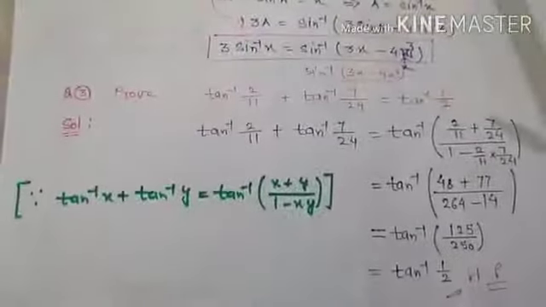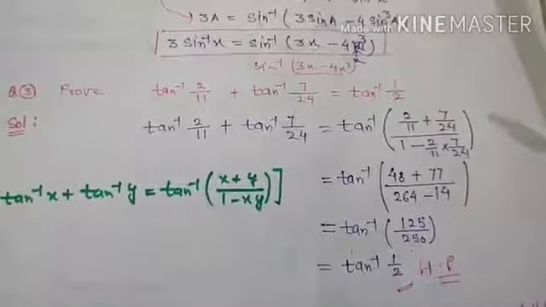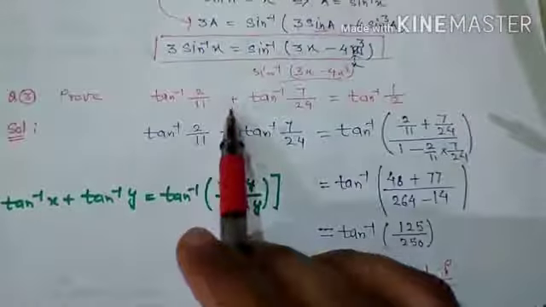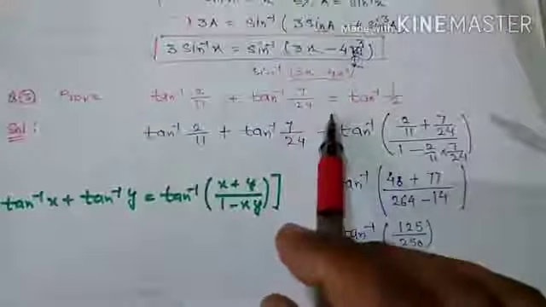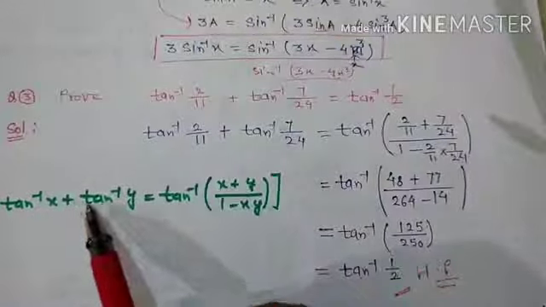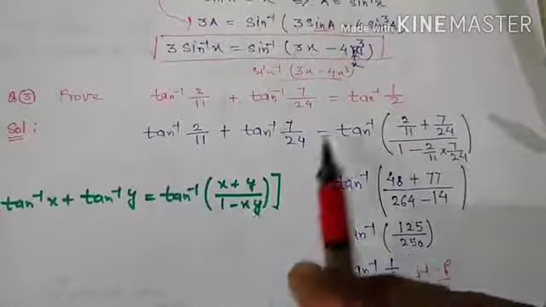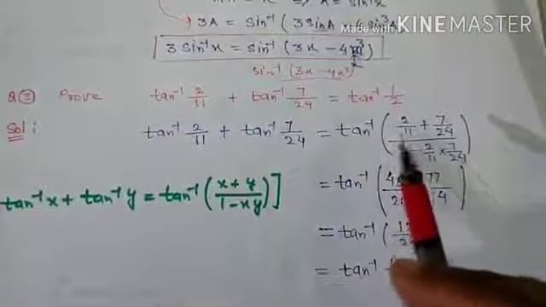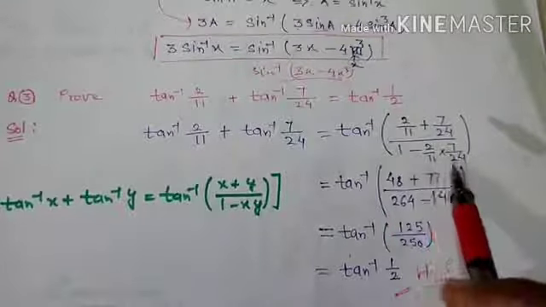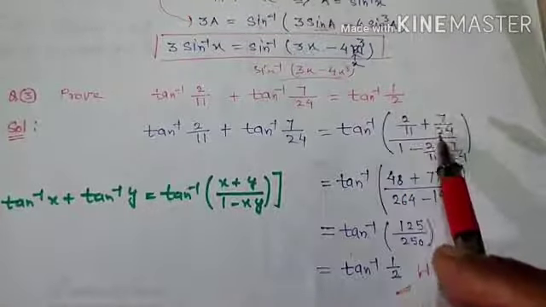Now in the second one, we have to prove that tan inverse 2 upon 11 plus tan inverse 7 upon 24 is equal to tan inverse 1 by 2. We know the formula tan inverse x plus tan inverse y is equal to tan inverse of x plus y upon 1 minus xy. Now applying this formula, we can write tan inverse of 2 upon 11 plus 7 upon 24 upon 1 minus 2 upon 11 multiplied by 7 upon 24. In place of x and y, I have just written 2 upon 11 and 7 upon 24 respectively.